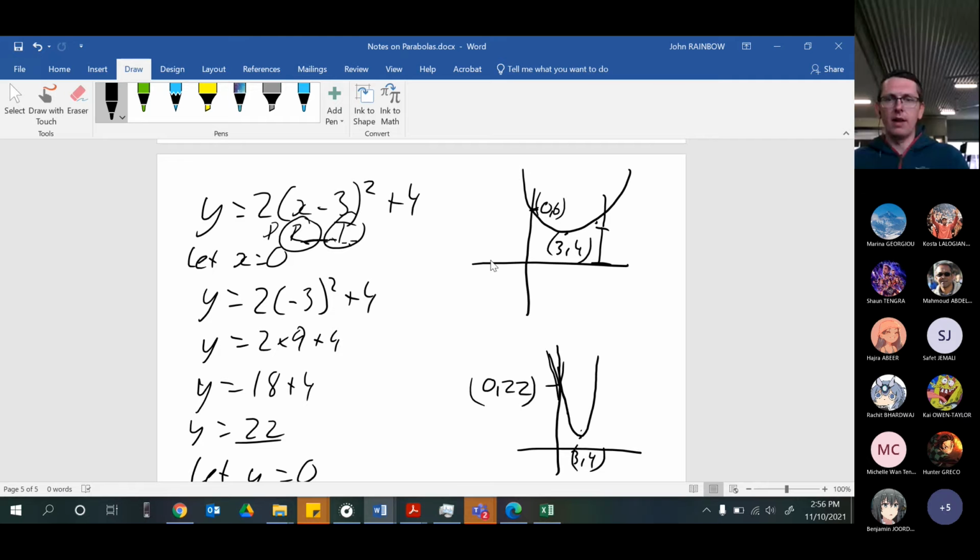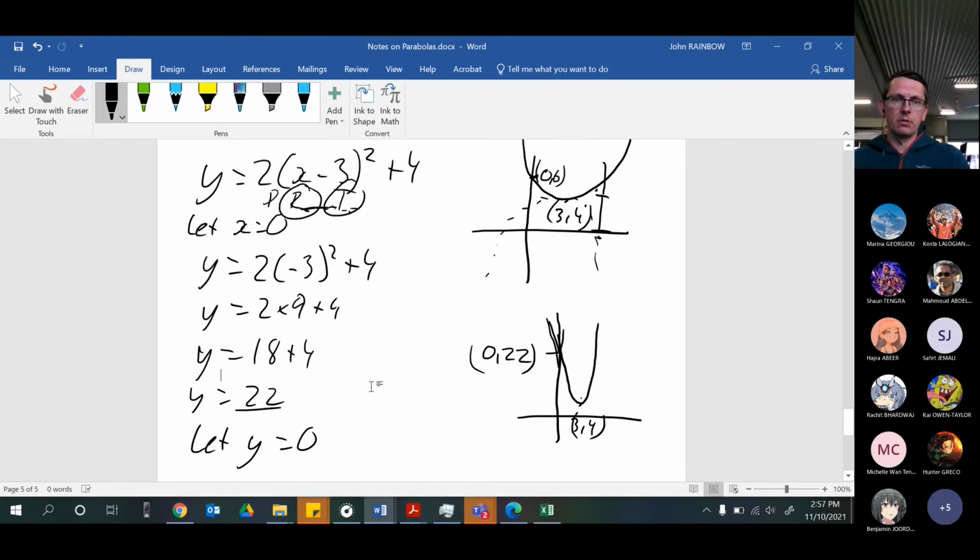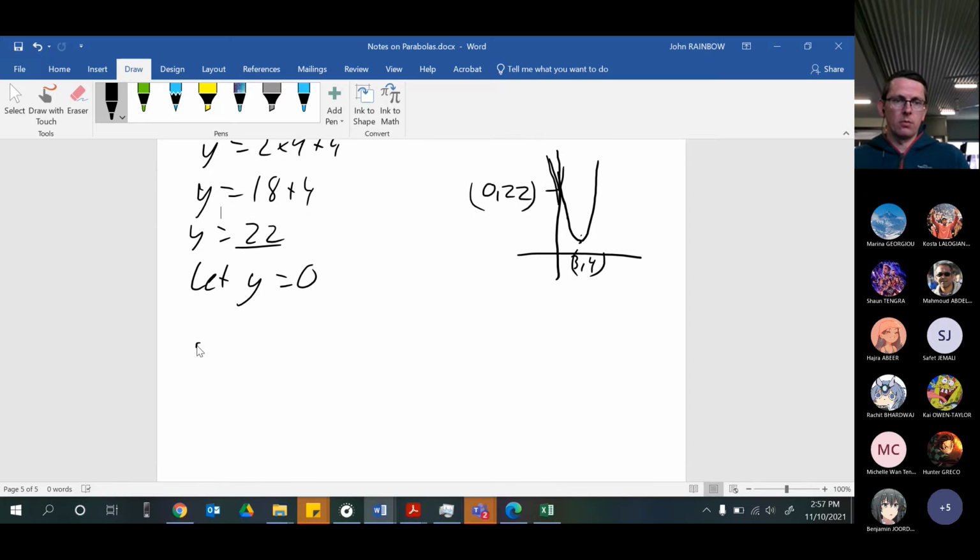Because if this was negative in front, then it would have x-intercepts because it would be reflected. It would go through here and it would go through here. So let's just let that equal 0. So it's 2 minus 3 plus 4. Okay. So it's y equals 2 bracket x minus 3 all squared plus 4.